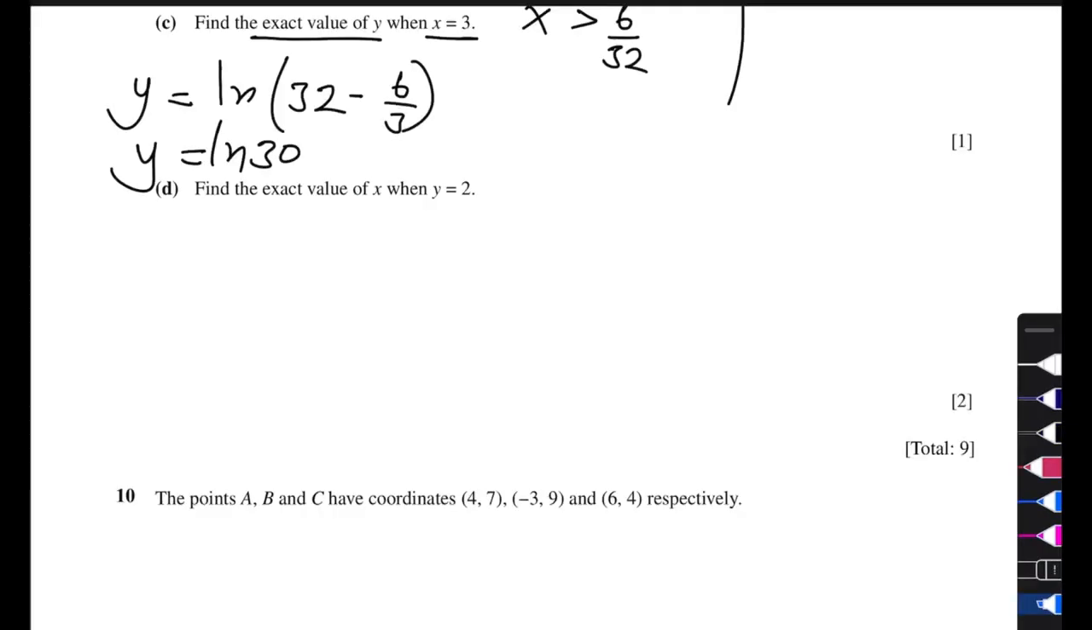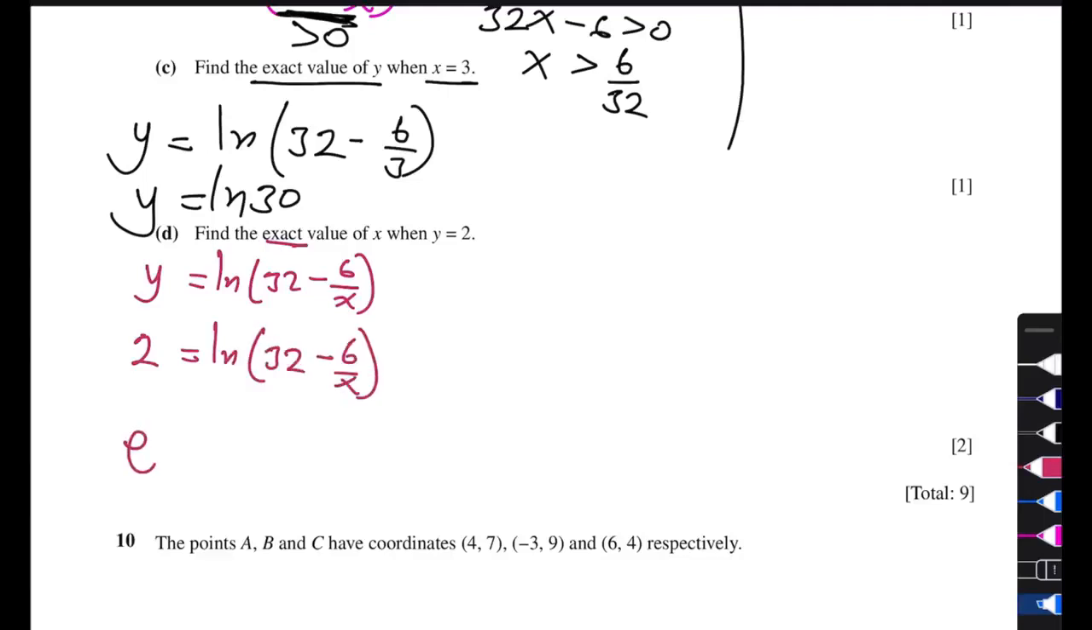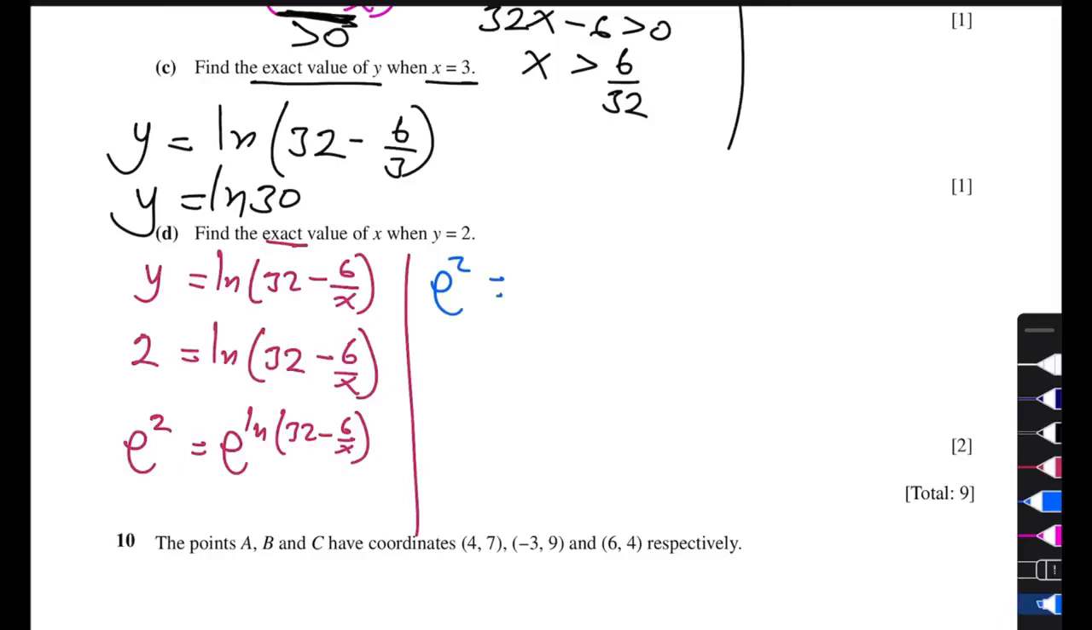Part D says that we should find the exact value. What we want to do is that already we know that y is definitely ln (32 minus 6 over x). Now we are told that y is 2, so we can write this down. The next thing we want to do is to take the e of both sides. So this is exactly what we are going to get: e to the power 2 is equal to 32 minus 6 over x.